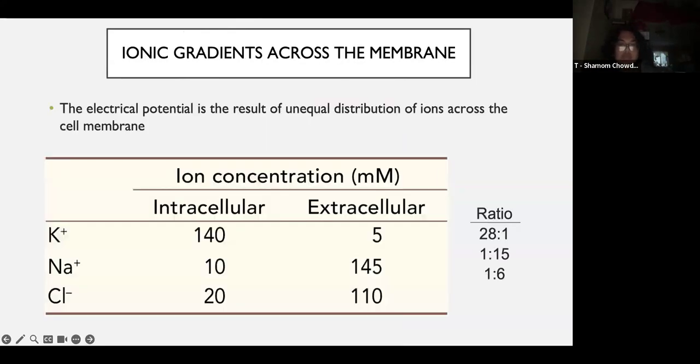So, ionic gradients across the membrane. You have a lot of potassium within the cell and a lot of sodium outside the cell. That's pretty much the main thing you need to know. People say neurons are a salty banana: lots of salt, sodium, outside the cell, and bananas are known to have lots of potassium, within the cell.